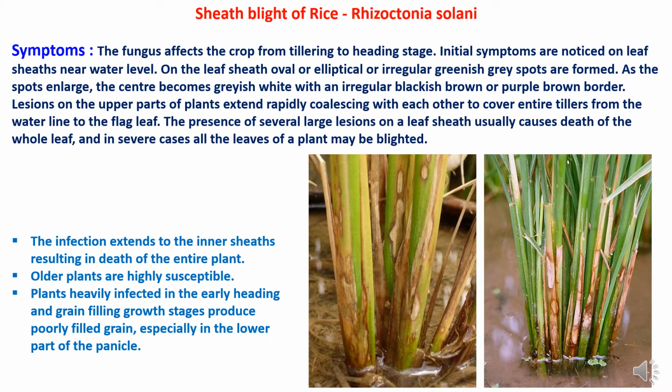Older plants are highly susceptible. Plants heavily infected in the early heading and grain filling growth stages produce poorly filled grain, especially in the lower part of the panicle.